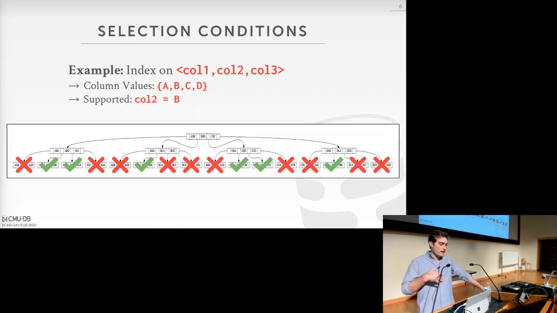And we can rule out these subranges or leaf nodes where we know that the value B can't possibly exist in the second column position. So this is sometimes, I think in Oracle, maybe some other DBMSs use the term skip scan, because the idea is that you can skip along only looking at the pages that you're interested in, because you know something about the subrange that they cover.